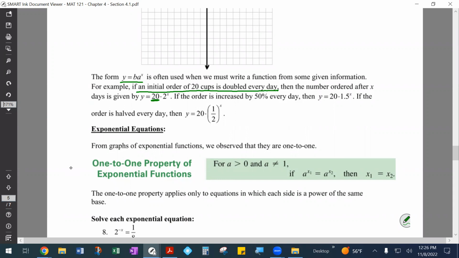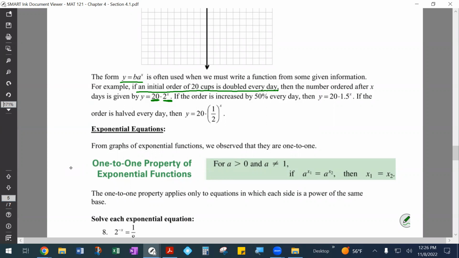So they're telling us we have an initial order of 20 cups that's being doubled every day. So that's our initial order of 20. And then since you're doubling it every day, and then x represents the number of days. So that is, are we doing this for just 1 day? Are we doing it for 2 days? So based on that, that doubling will tell us how many cups you end up with.